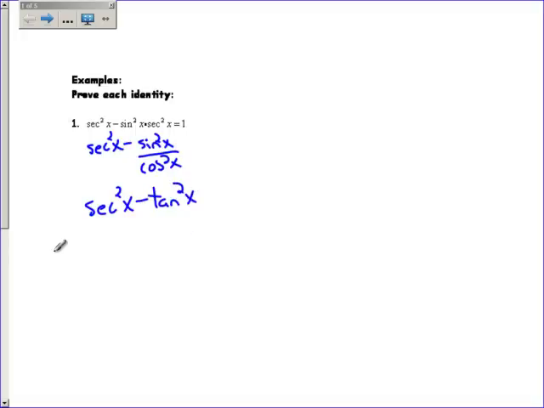And you should know from your Pythagorean identities that tangent squared x plus 1 is equal to secant squared x. So if you subtracted tangent squared from both sides here, you would get the statement that 1 is equal to secant squared minus tangent squared. So since we got here in two steps, this is equal to 1, and I have proven that. And that's not the only approach.